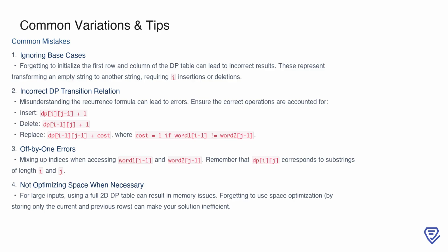Off by 1 indexing errors are another pitfall, especially when accessing characters in the strings. Lastly, it's important to consider space optimization. For large inputs, a full 2D table can consume significant memory, and using only the current and previous rows can make your solution more efficient without sacrificing correctness.